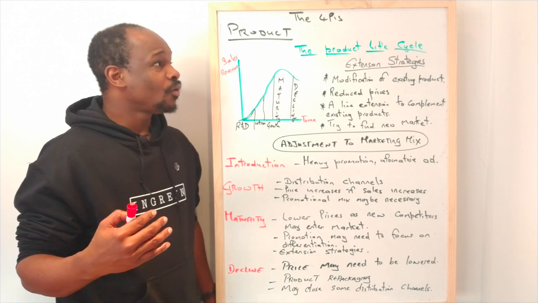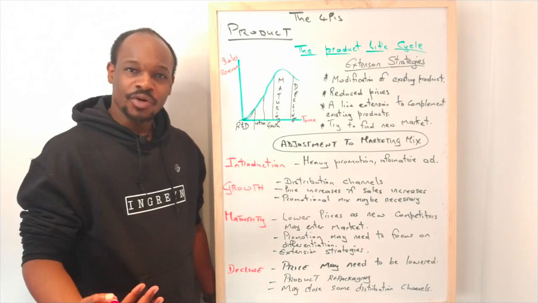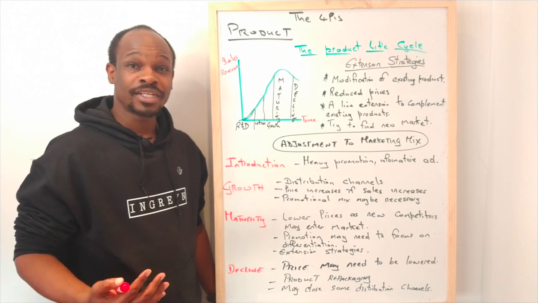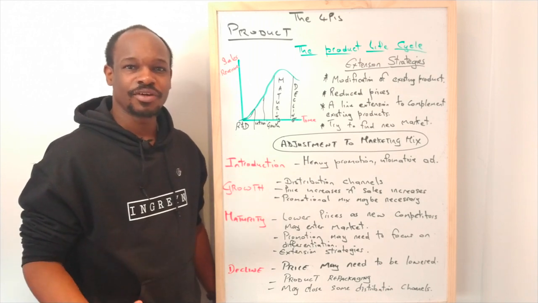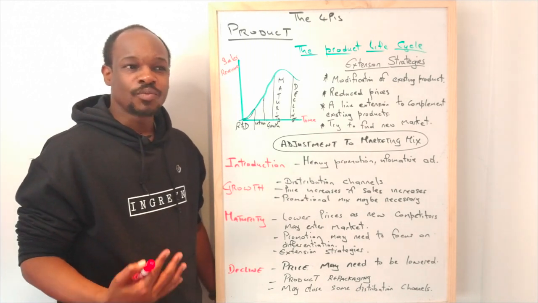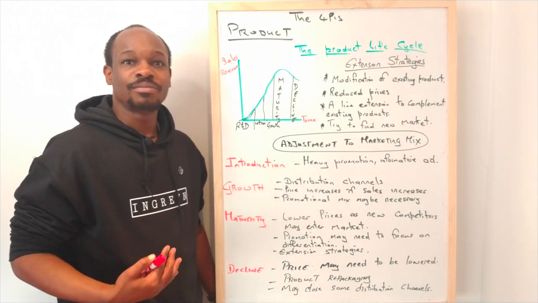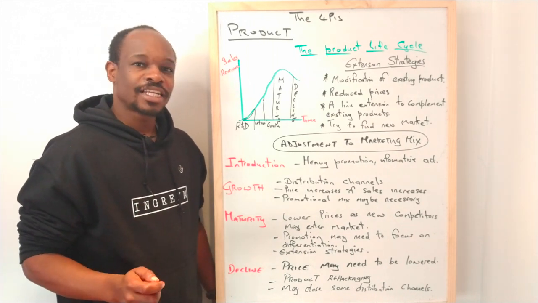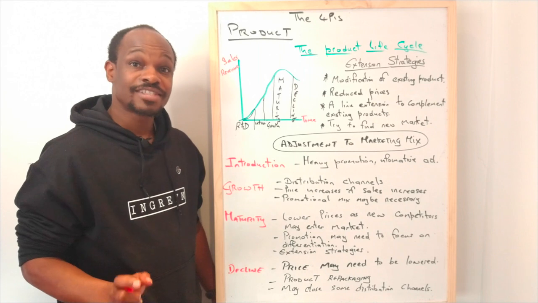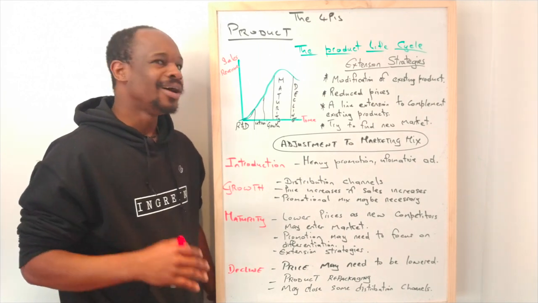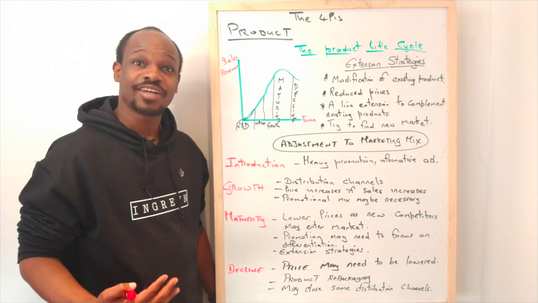All right. So when we're looking at the product within the marketing mix, remember, the product is the tangible thing, or it could be goods or services. It's what the customers will actually be using. So we want to look first at the product life cycle. That is critical, and it's important for us to understand how the cycle works.